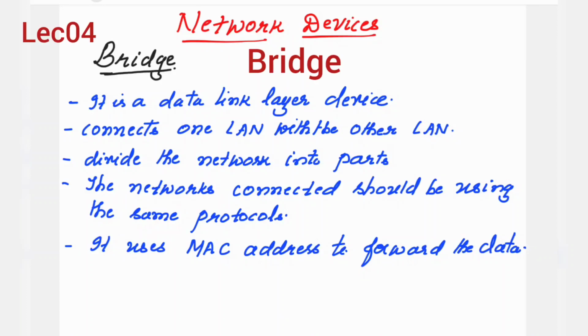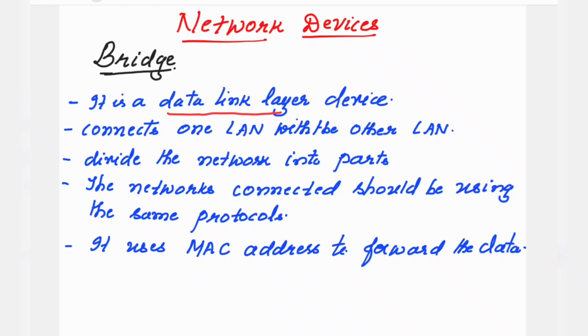Today's topic of discussion is another network device called a bridge. In my previous video sessions, I explained hub and repeater. The next in the list is the bridge. This bridge operates on the data link layer. That is, the bottommost layer is the physical layer, and the next one is the data link layer in the OSI model.